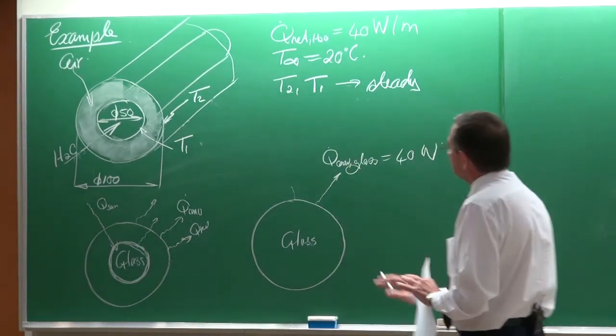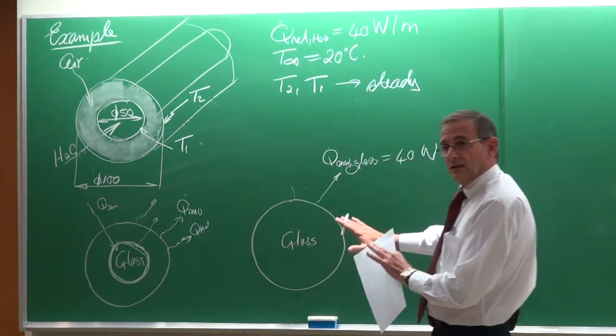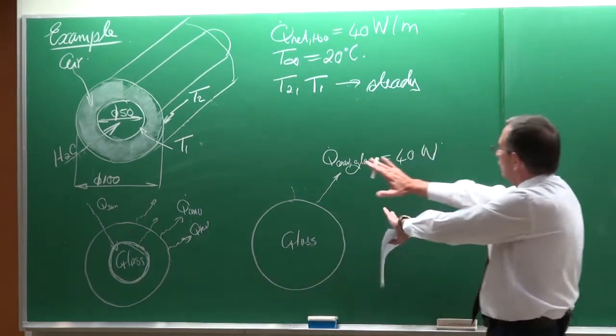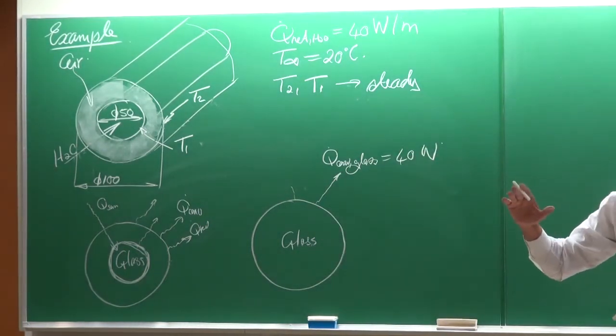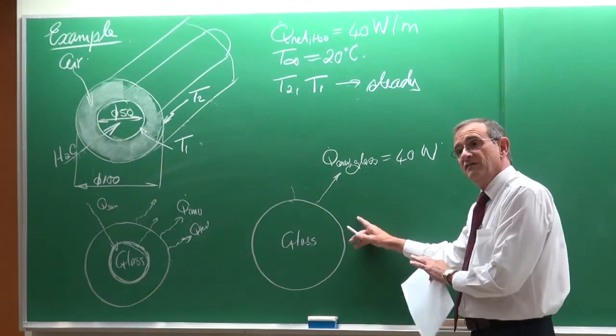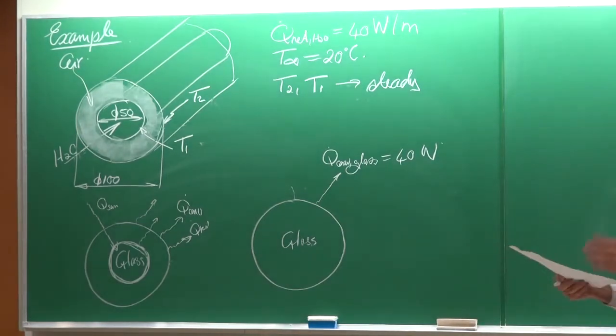Okay. So don't try to make it too complicated. It is actually a very simple problem. We've got the glass on the outside and the convection heat transfer is 40 watts. Now we're going to calculate that temperature there, and once we've done that, we're going to look at the inner part, and I will get to that just now.